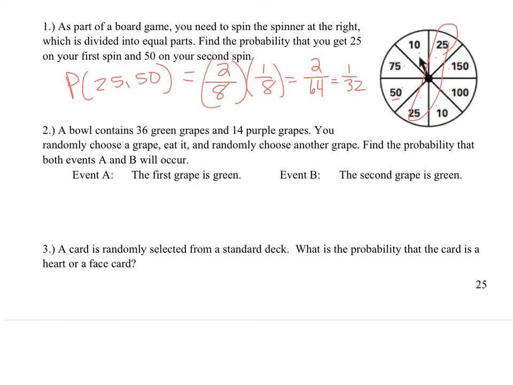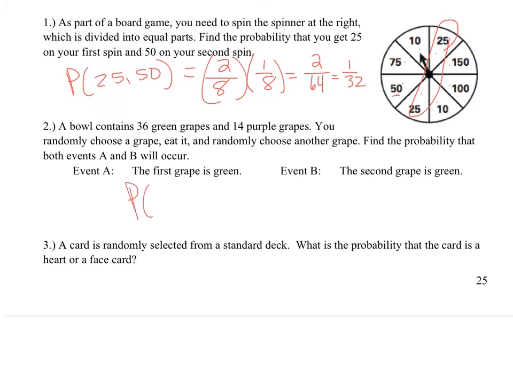Number 2. A bowl contains 36 green grapes and 14 purple grapes. You randomly choose a grape, eat it, and then randomly choose another grape. Find the probability that both events A and B will occur. So event A is that we choose green as our first grape. Event B is we choose green as our second grape as well.